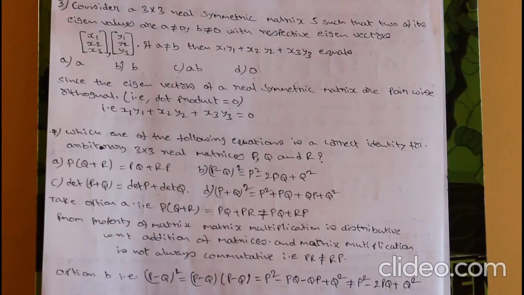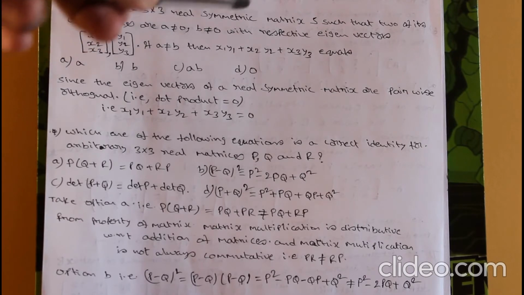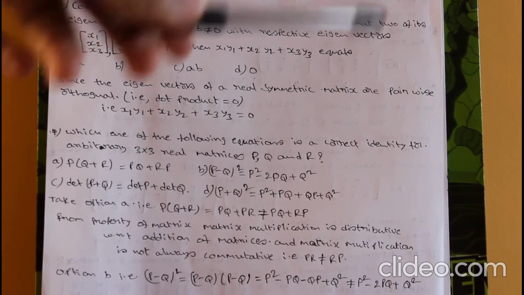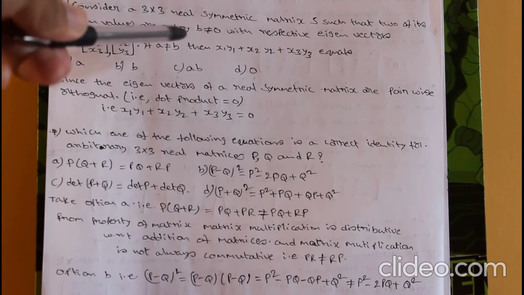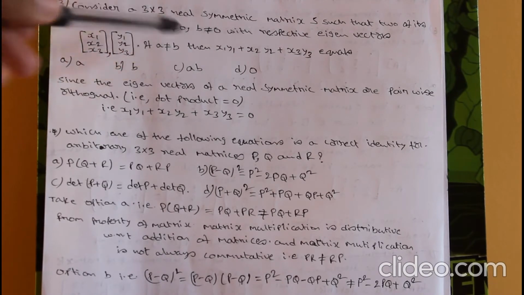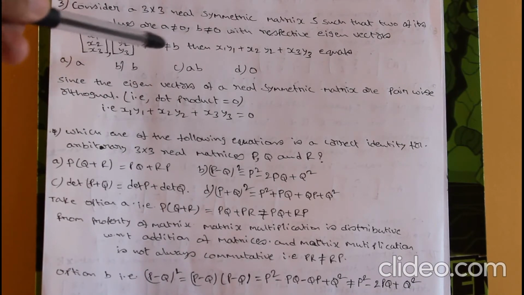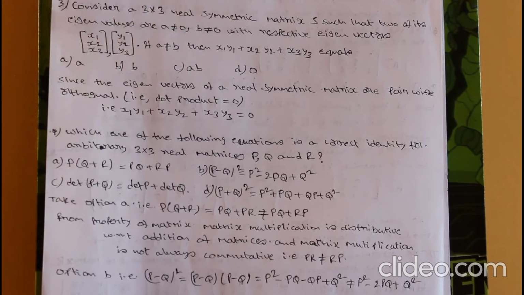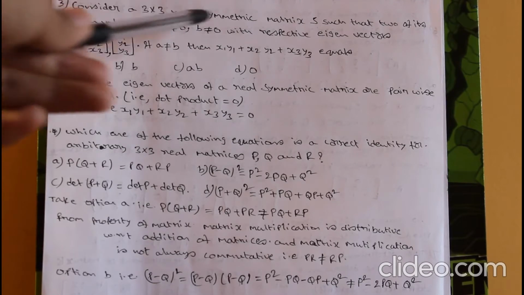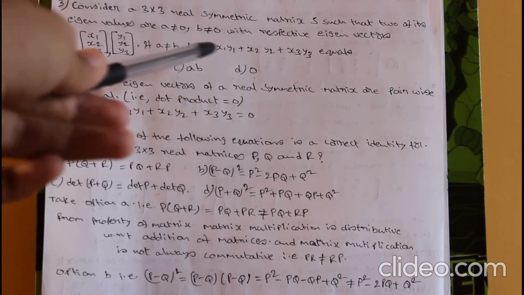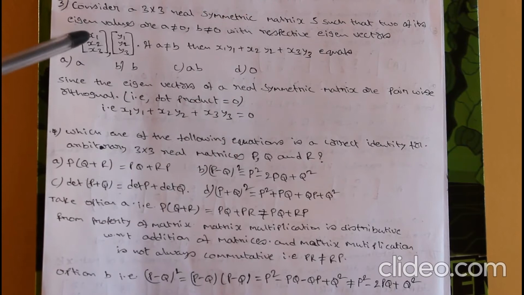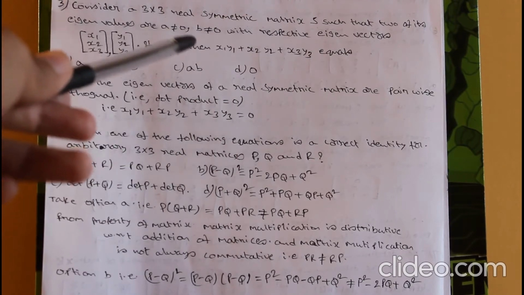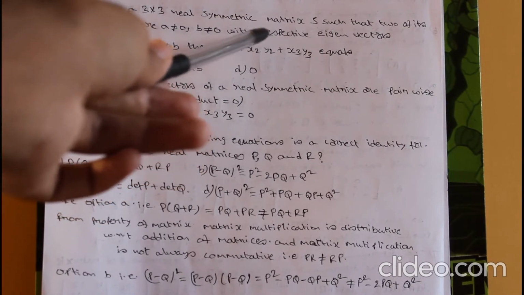Okay, now look at question number 3. Consider a 3 by 3 real symmetric matrix S such that two of its eigenvalues are A not equal to 0, B not equal to 0, with respect to eigenvectors x1, x2, x3, y1, y2, y3. If A is not equal to B, then x1 y1 plus x2 y2 plus x3 y3 equals to. So the given matrix is a real symmetric matrix with eigenvalues A and B, and we are asked to find the value of x1 y1 plus x2 y2 plus x3 y3.